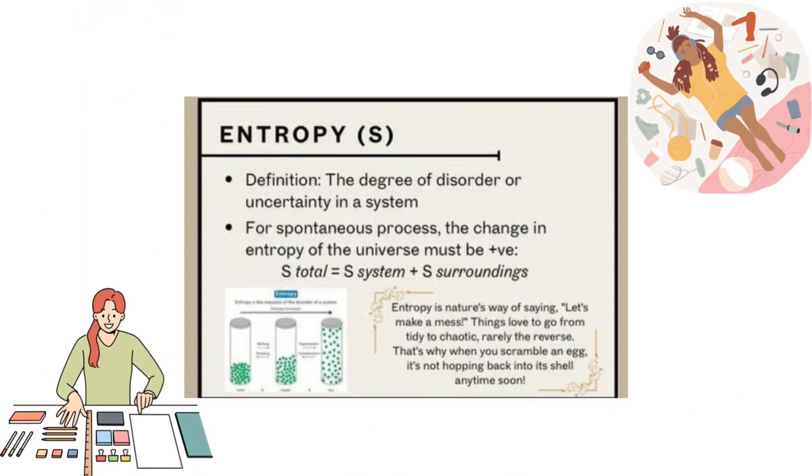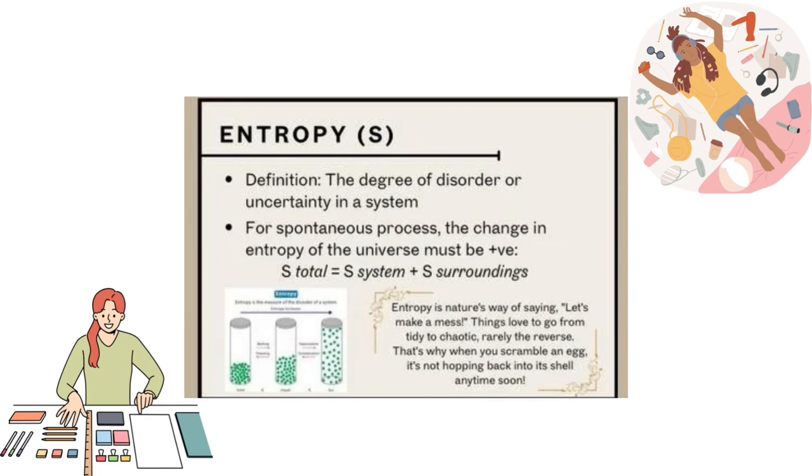Entropy is a fascinating concept. It measures the degree of disorder or randomness in a system. The second law of thermodynamics tells us that for any spontaneous process, the entropy of the universe must increase. In simple terms, nature loves a mess. It's easier to move from order to chaos than the other way around.